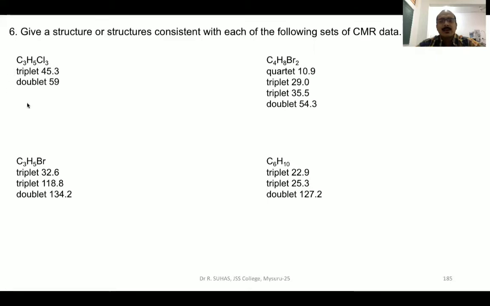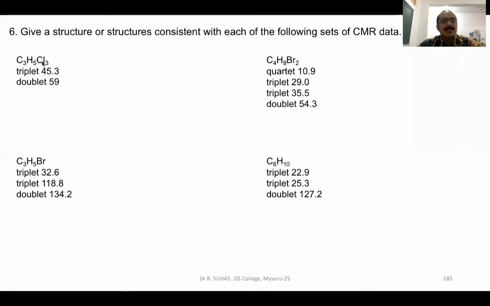When such a kind of compound is given, first you must calculate the DBE, just to be sure how many unsaturations or double bonds are there in the compound. Based on that, it will be easier for you to identify which compound the given data would be suitable to. So for this C3H5Cl3, when you calculate DBE, there will not be any unsaturation. DBE is 0. So this should be essentially a haloalkane type of compound, but it may be a branched compound. We are not so sure.